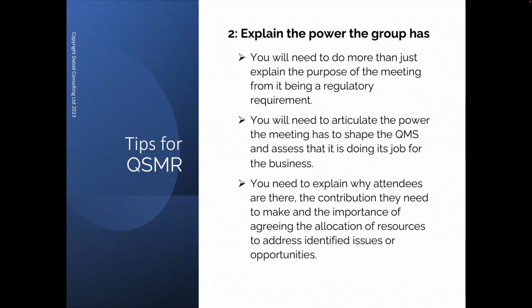Another important aspect is, as a quality leader, you've got to explain to the group the power they have. You explain to them the purpose of the meeting. It's not just a regulatory requirement. As I said, it's a real business process with real power to change the business. They have real power to change the QMS and basically move the business in the right direction. And also explain to the attendees why they're there, the contribution they need to make, and the importance of agreeing and allocating resources.